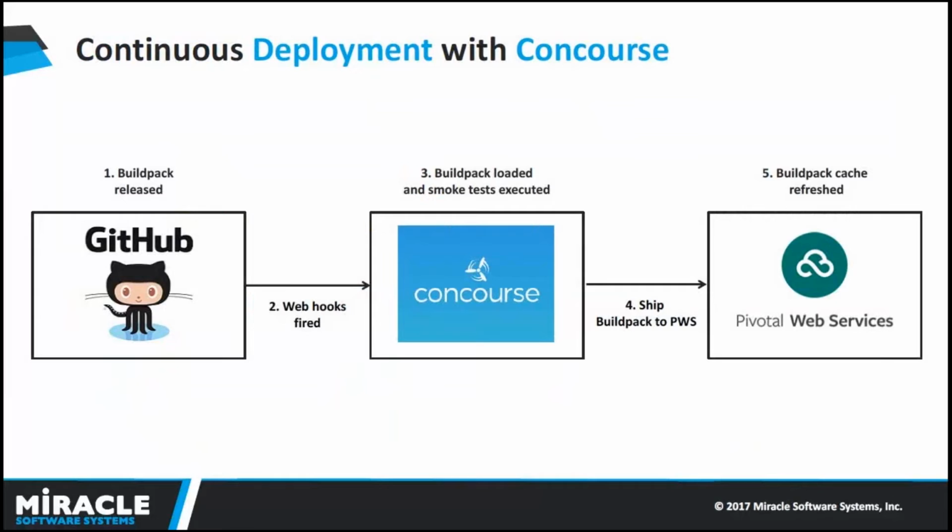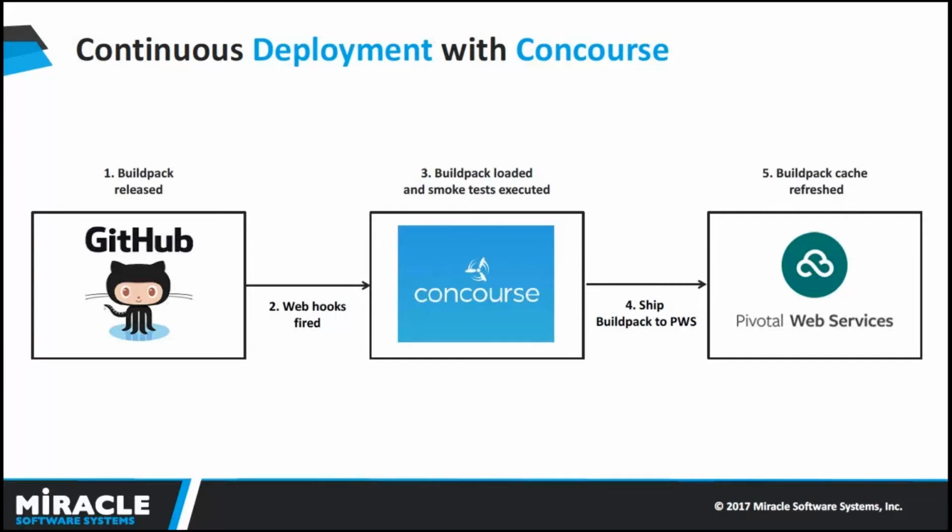How will continuous deployment be done through Concourse from GitHub to PWS? The main goal of PWS is to keep the application up to date by providing new versions of buildpacks. Buildpacks provide the runtime environment to the applications that are deployed on PWS. Whenever a new version of a buildpack is released, it is automatically deployed to PWS through Concourse. Here is the flow for this.